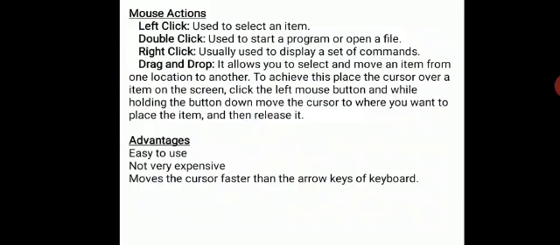Mouse actions: left click is used to select an item on the screen. You click the left button, and it will select the item. Double click is used to start a program or open a file. Right click is usually used to display a set of commands. Another mouse action is drag and drop. In drag and drop, we select any file, folder or icon and move it from one place to another place. It is called the drag and drop option.